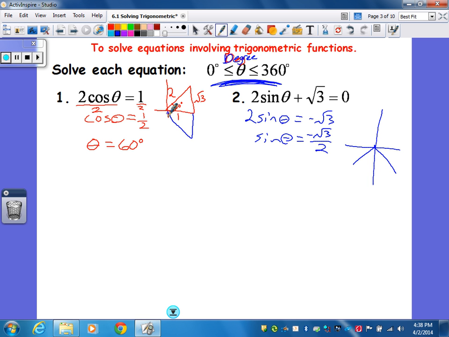Okay, so that one's going to be, well, 60 degrees. A full circle is 360, so minus the 60. That's negative 60. So 60 degrees and 300 degrees. Okay, so we should be looking for two angles almost always, depending upon what our stipulations are.